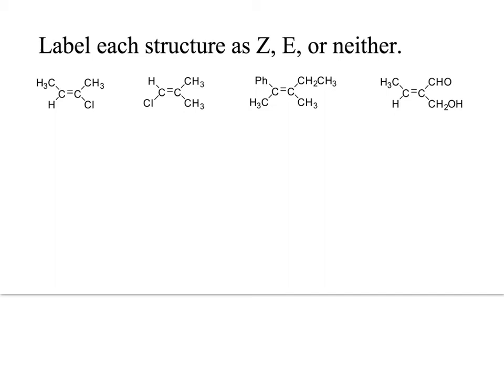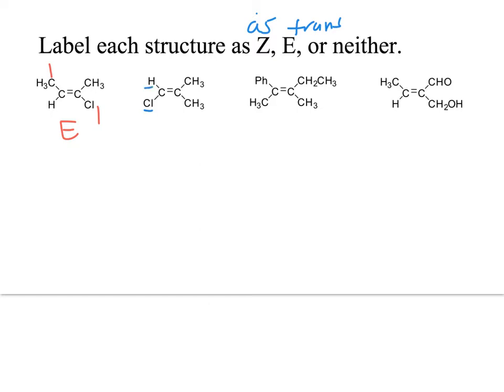Okay, so on this problem, you're to label either Z, which is cis, you have to memorize that, E, which is trans, or neither. So let's just assign these real quick. Between the methyl and the hydrogen, this gets a 1. Between the chlorine and the carbon, this gets a 1. The ones are on opposite sides of the carbon-carbon double bond, so this would be trans. That would be E. Going to the next one.